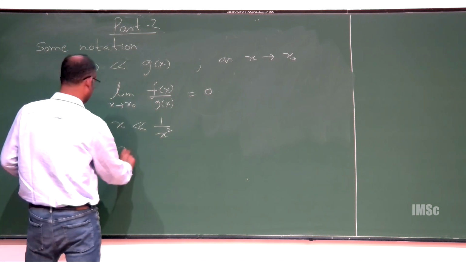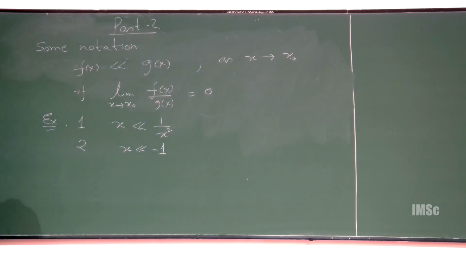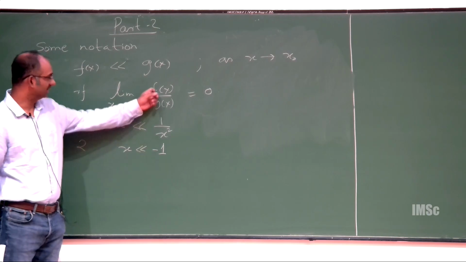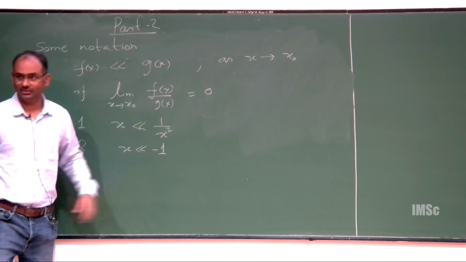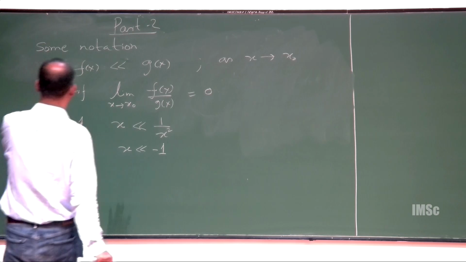Second example, x is much smaller than 1. Okay, so it doesn't matter whether there is a plus 1 or minus 1 here. You take this ratio and again you see that the limit of the ratio will be 0. Okay, so x is much smaller than 1 according to this definition.